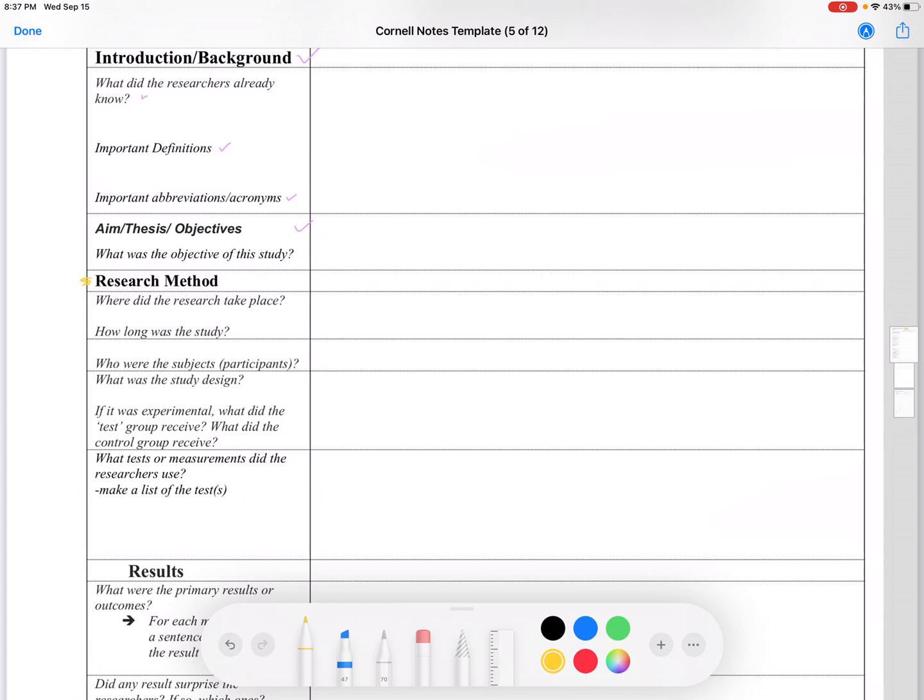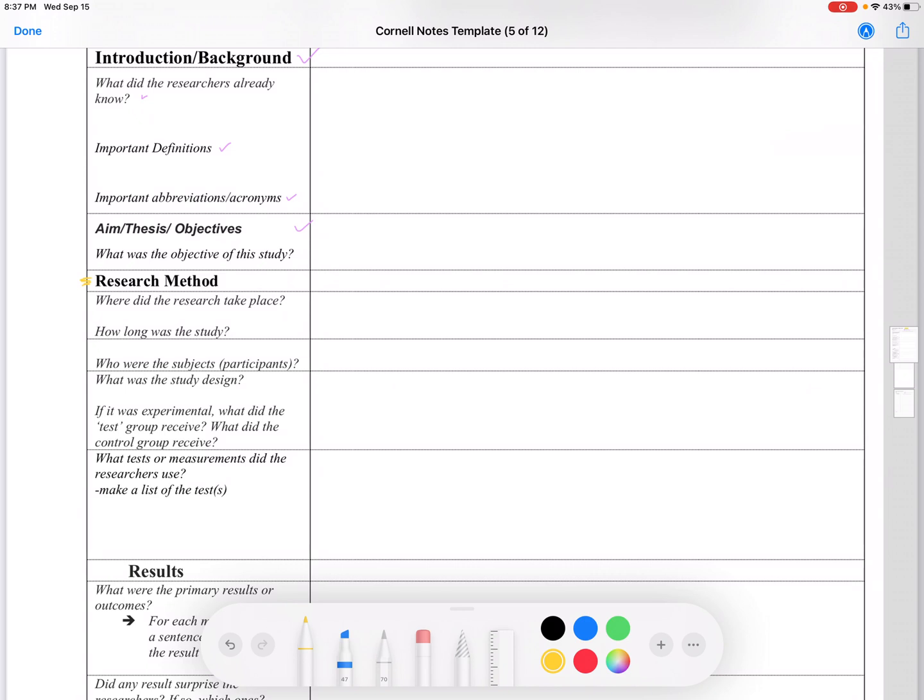Provide those details. And how long was the study? That's important because it might be a 20-week study. Another researcher in the same field might do a 1-year study. So it's important to write down how long the study was, the one that you read.